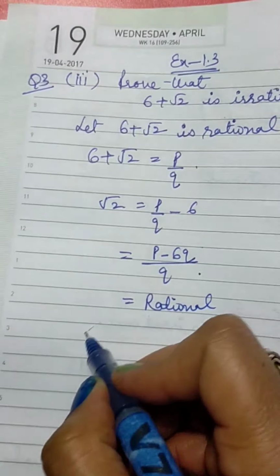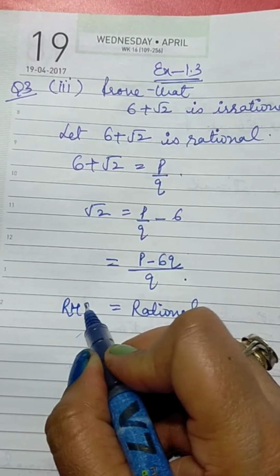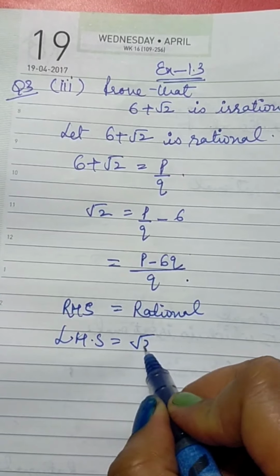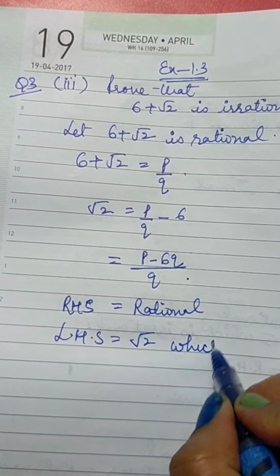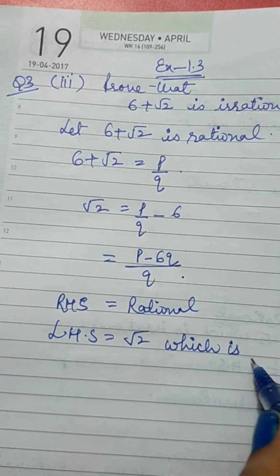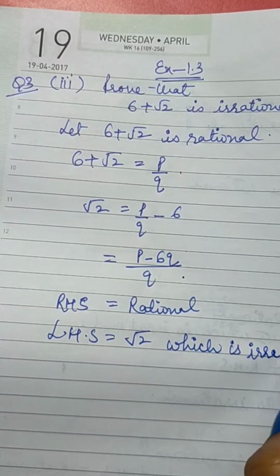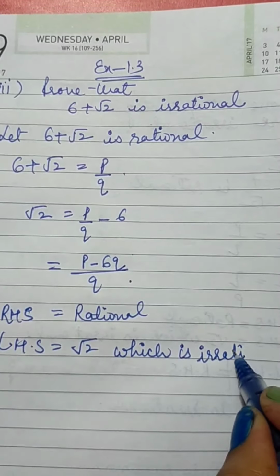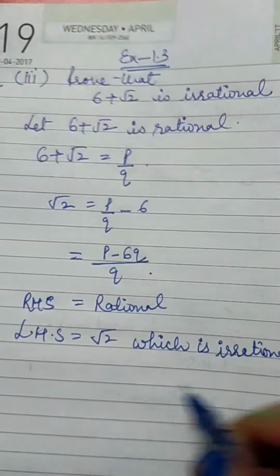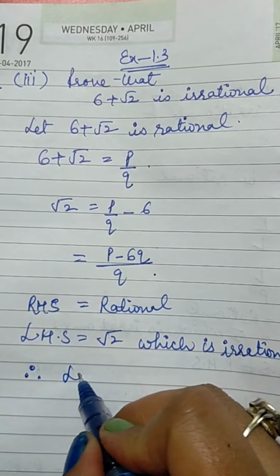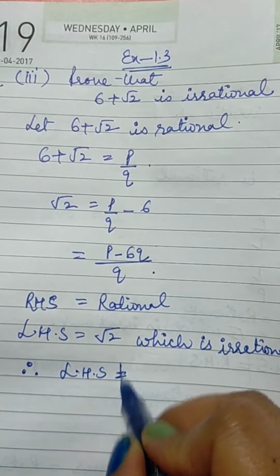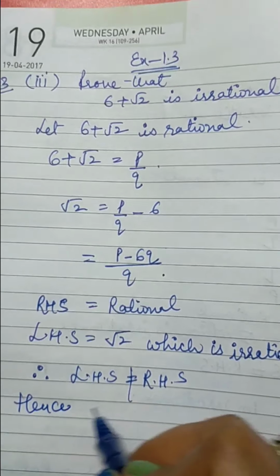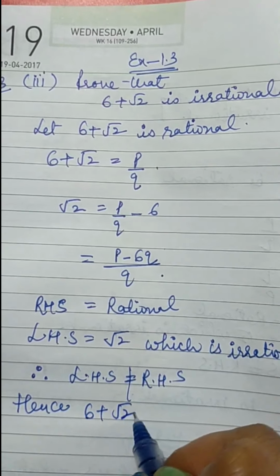Whereas the left hand side was root 2, which is irrational. Therefore the left hand side is not equal to the right side, hence 6 plus root 2 is irrational.